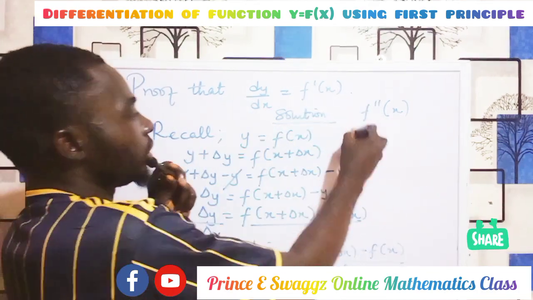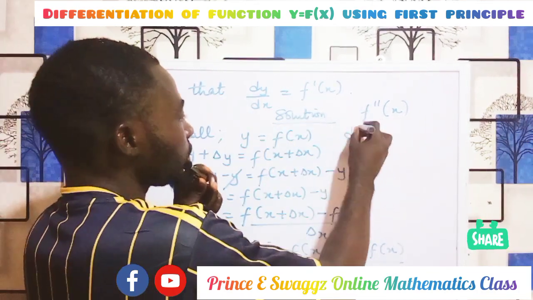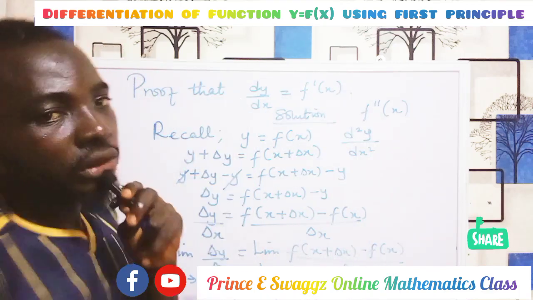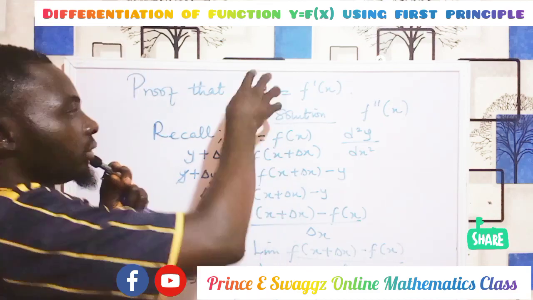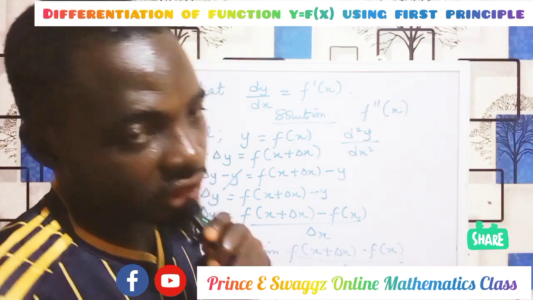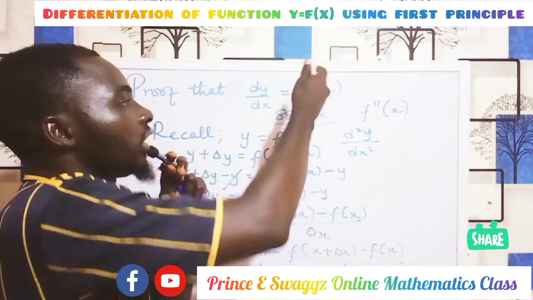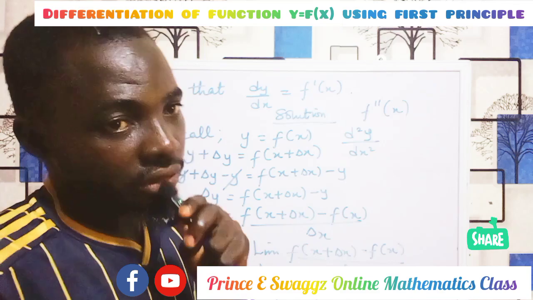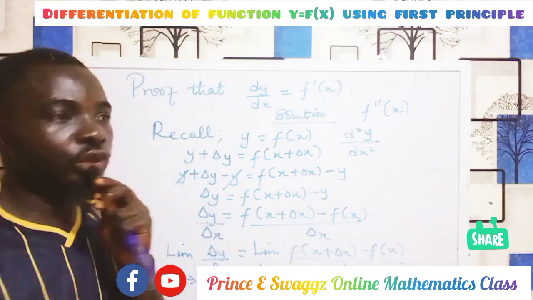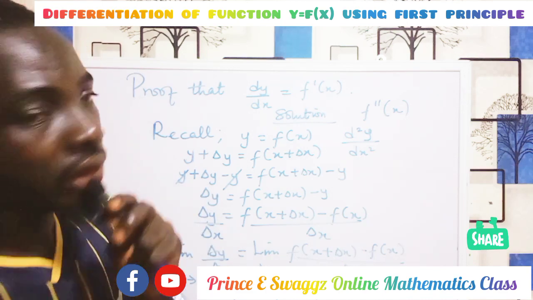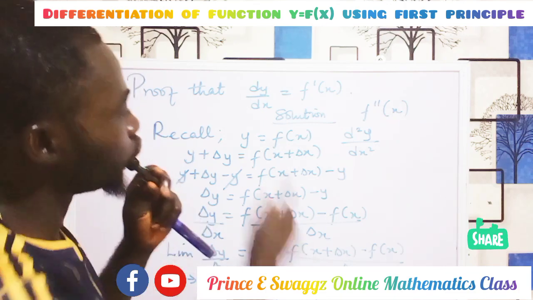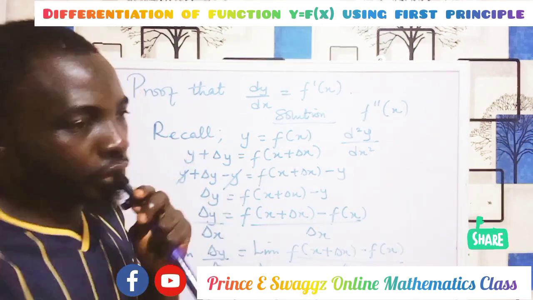Then this one becomes d squared y over dx squared. That is the second derivative. So sometimes they can ask you to find dy over dx, or they ask you to find f prime of x. It's the same thing. It's telling you to find the derivative of the function. And this is how to prove dy over dx equals f prime of x using first principle.